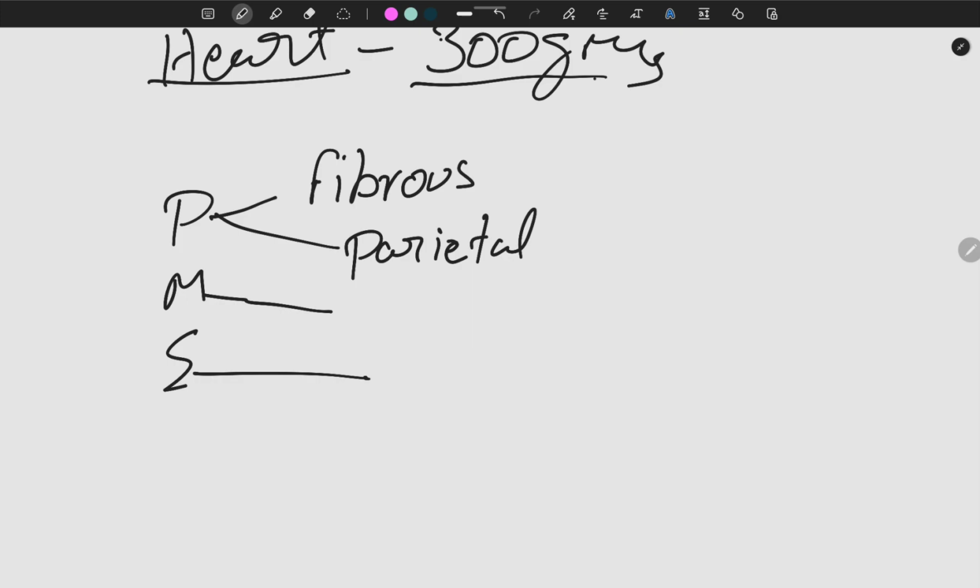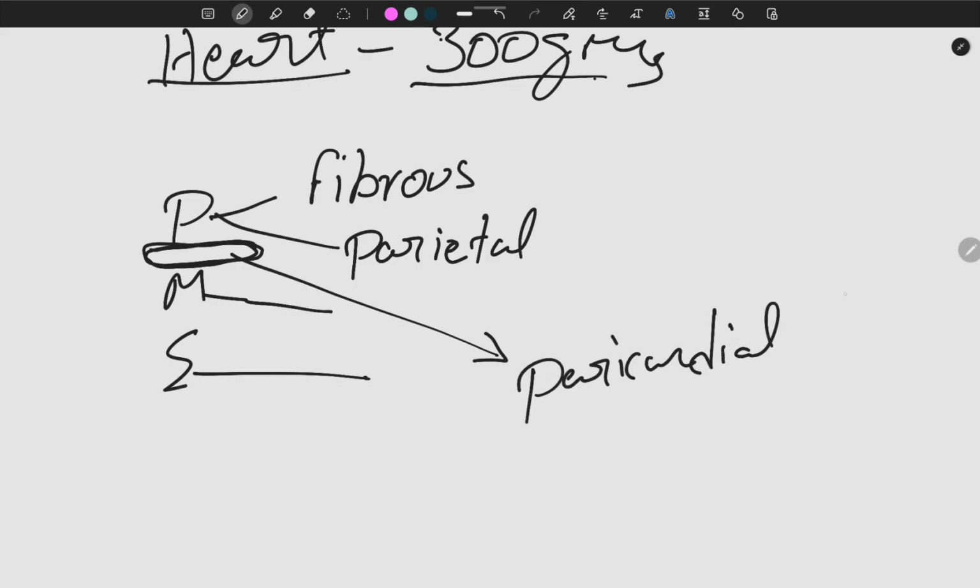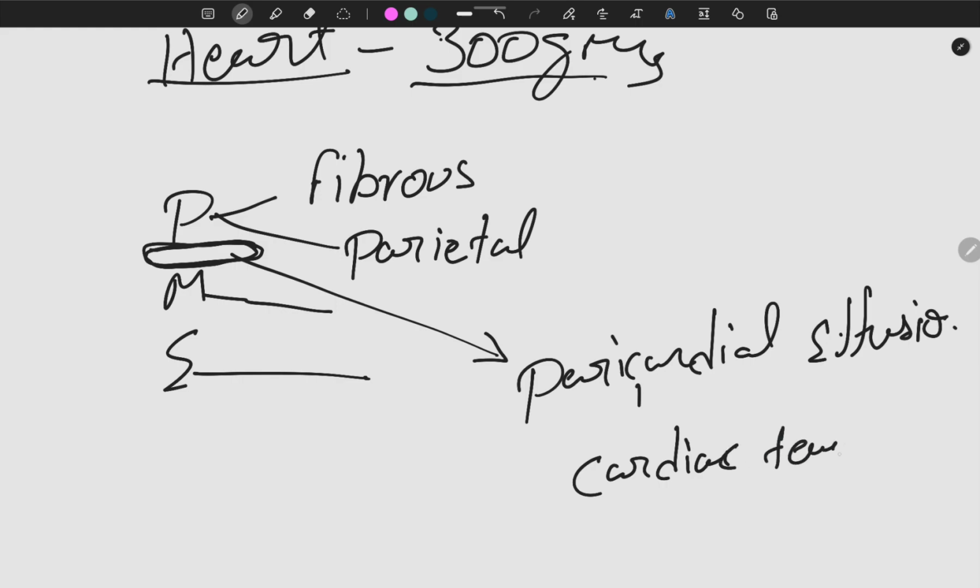Cardiac fluid is present between the pericardium and myocardium. When the fluid increases, it is known as pericardial effusion. So that is pericardial effusion. When it is increased, we can see cardiac tamponade. So cardiac tamponade is associated with pericardial effusion.